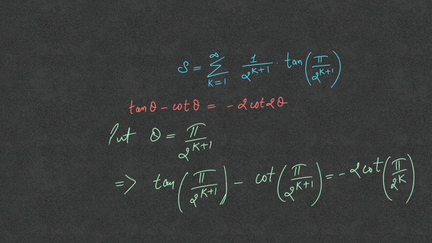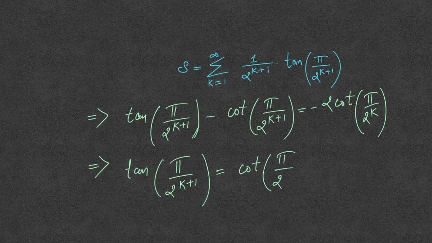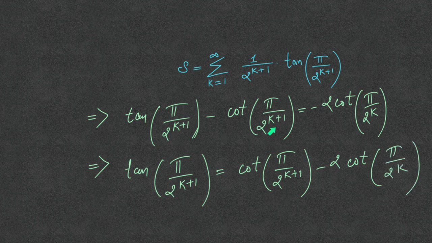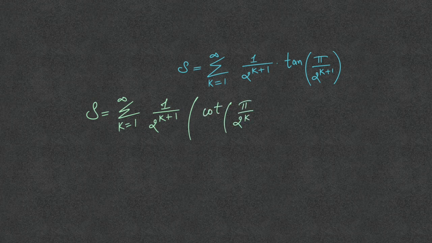raised to power k. From here, tan of pi upon 2 raised to power k plus 1 can be written as cot of pi upon 2 raised to power k plus 1 minus 2 times cot of pi upon 2 raised to power k, taking this term to the right hand side. Therefore, s becomes summation k starts from 1 to infinity 1 upon 2 raised to power k plus 1 into cot of pi upon 2 raised to power k plus 1 minus 2 times cot of pi upon 2 raised to power k.